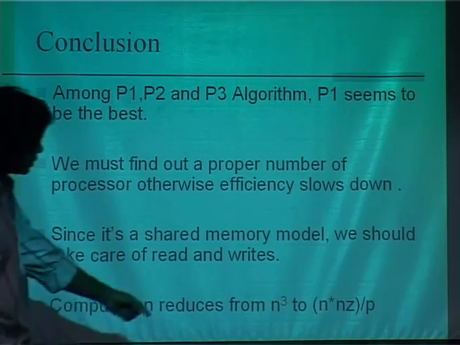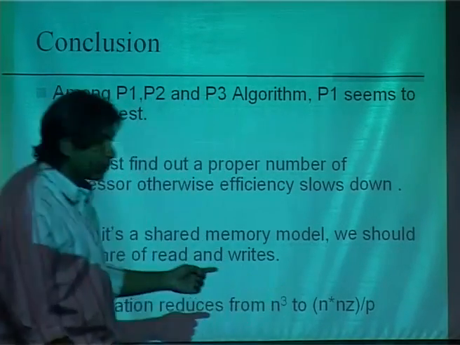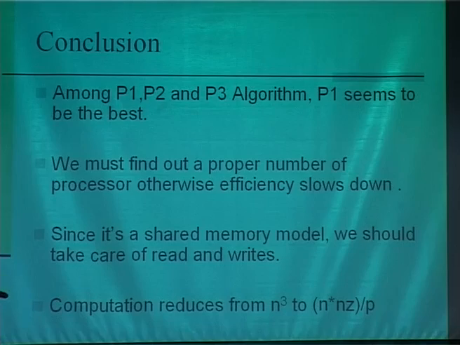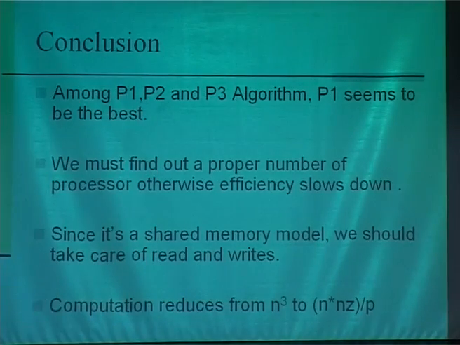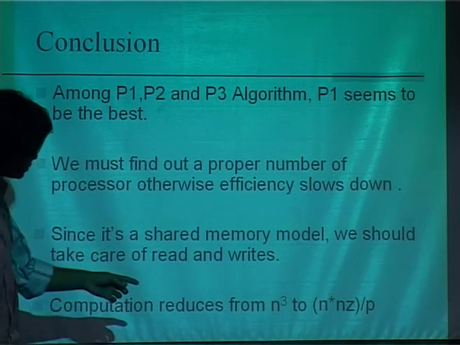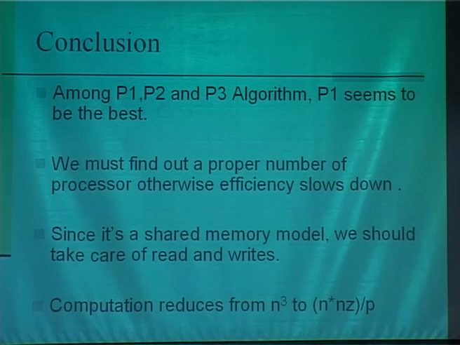I mean, we can reduce because whatever is the number of non-zeros, only non-zero numbers will be multiplied with the B matrix. Zeros will not be multiplied. So instead of this n cube, I think, sorry, that should be n square. So non-zero numbers only are multiplied with the B matrix. So that's why the computation. Try to see this one.